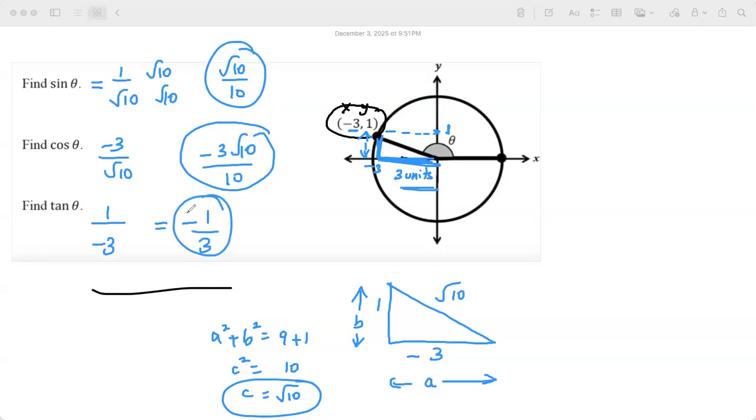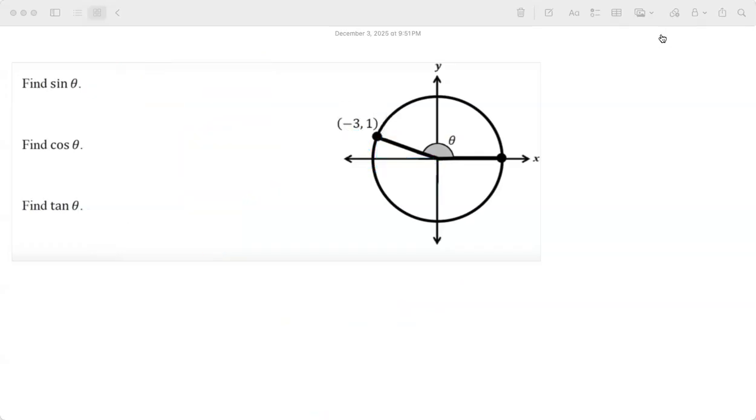Any questions? Can we go ahead? Let's see, one or two more questions on this, then we can move on. Maybe one more question on this. Then I want to revise the 30-60-90 and 45-45-90 triangles this week or next week, whatever it is.